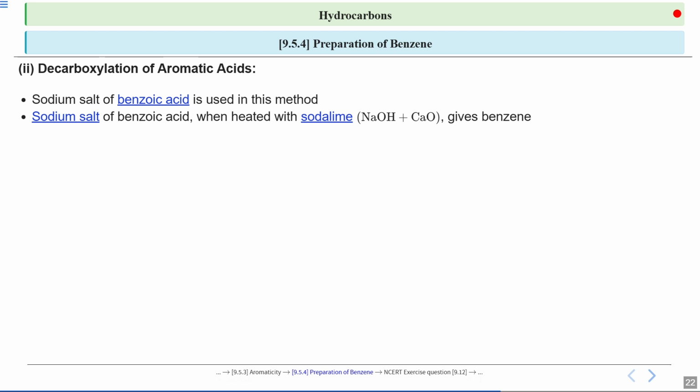So, let's see what happens when we heat the sodium salt of benzoic acid with soda lime. Soda lime is a mixture of sodium hydroxide and calcium oxide. We have seen this reaction previously also. When we heat this together, the reaction removes the carboxyl group from the benzoic acid, producing benzene as the main product. This is a classical example of decarboxylation where a carbon dioxide molecule is removed from the compound.